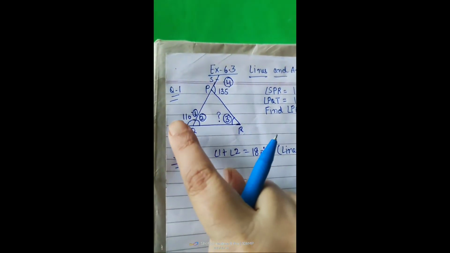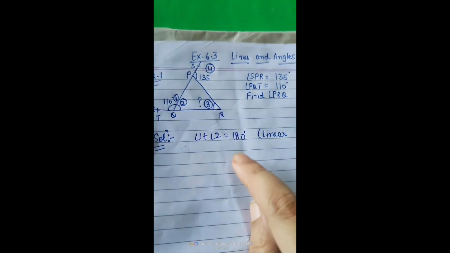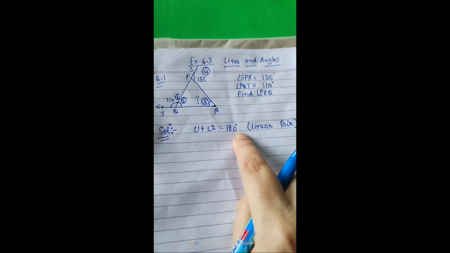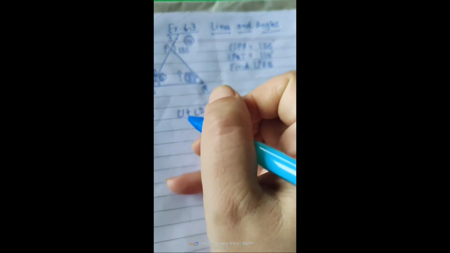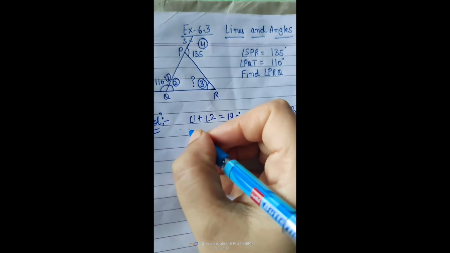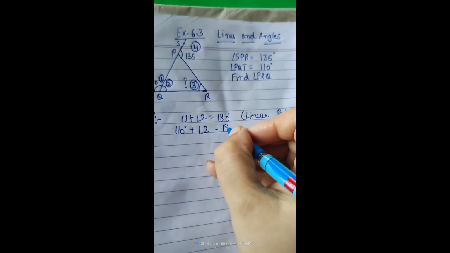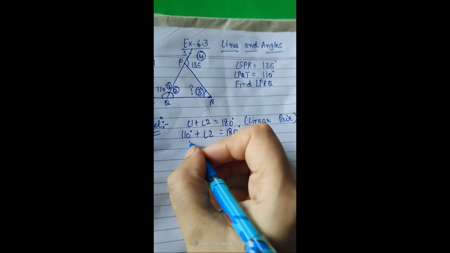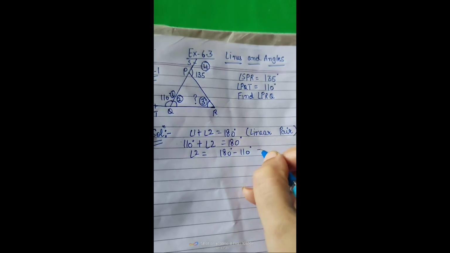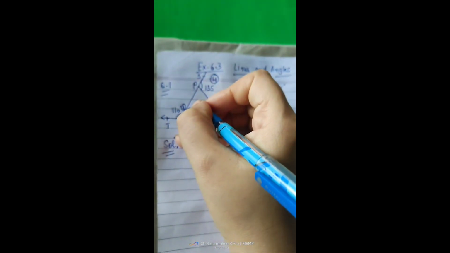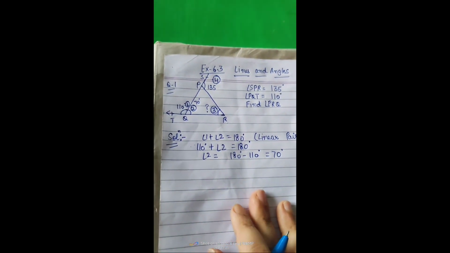So we start here. RT is a straight line, so 1 and 2 form a linear pair. So 1 plus 2 is equal to 180 degrees. Now we find angle 2. Put the value: angle 1, this is 110, plus angle 2 is equal to 180 degrees. So from here angle 2 is 180 minus 110, that means 70 degrees. Now use the exterior angle property.